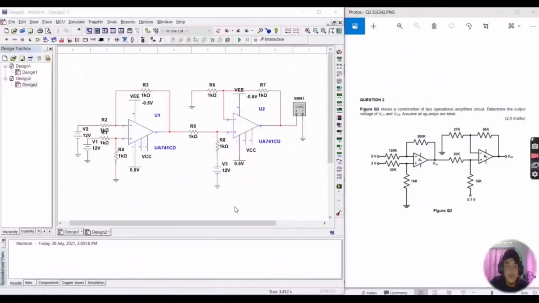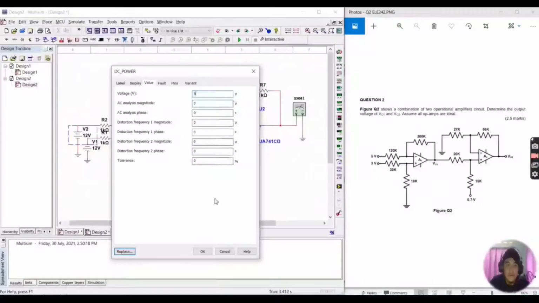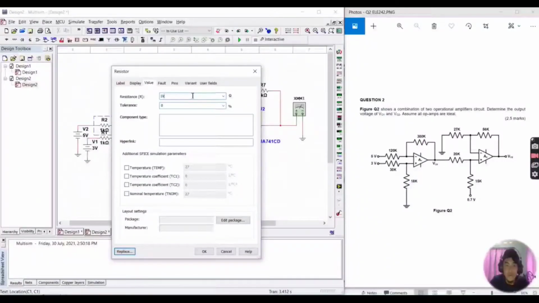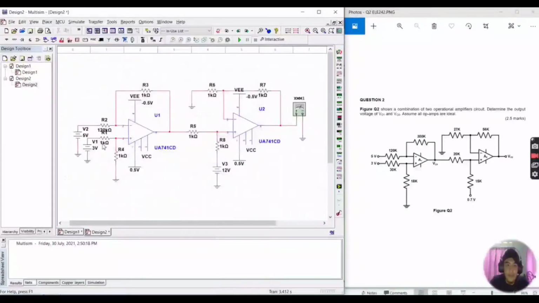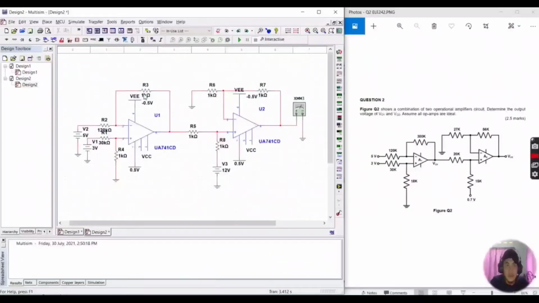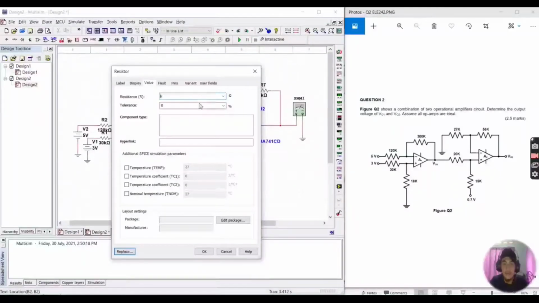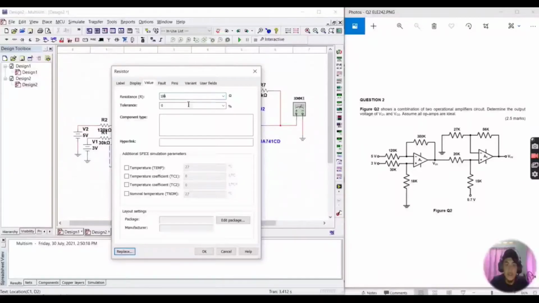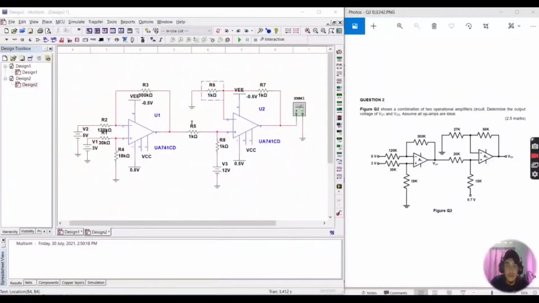Okay, after we are done constructing the circuit, we need to change the value for all the components according to the given circuit. Okay, for the voltage the value is 5 volt, and here is 3 volt, and then the resistor is 20k. This R1 is 30k, and R3 is 300. Okay, for R4 it is 18k, and R6 is 27k.